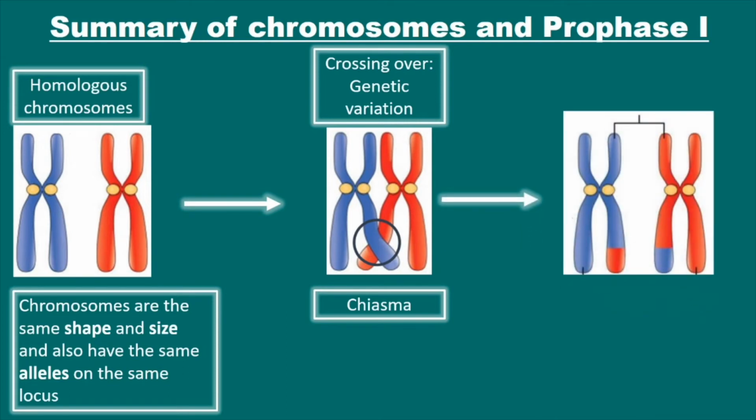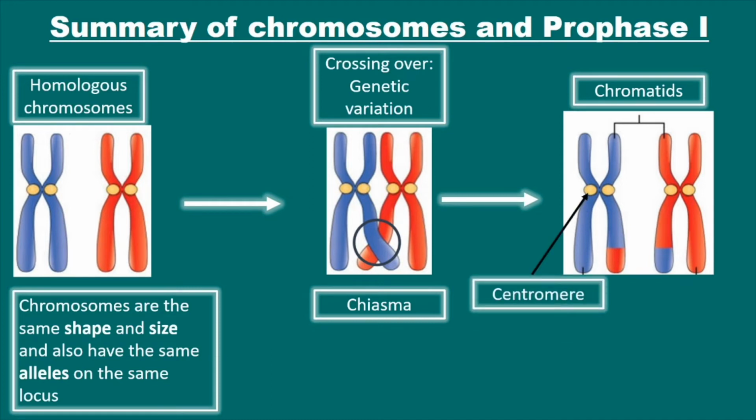And then in the last diagram, you will notice that these 2 chromosomes have switched sections, which indicates that crossing over already took place. If we quickly look at the structures of the chromosomes, half of the chromosome is a chromatid, and the center of the chromosome is known as the centromere.